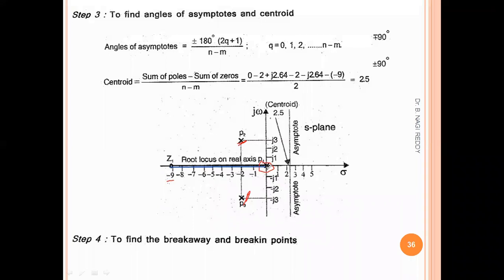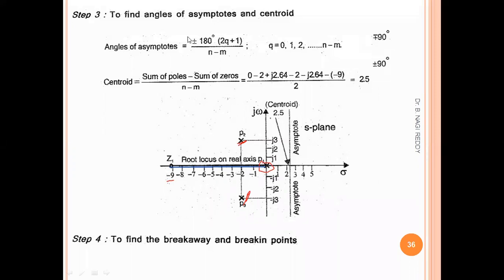So that is our step number 2, right? There are not many poles on the x-axis, only one pole is there, so that's why only one root locus curve has been drawn on the real axis, which starts at P1 and ends at Z1. So that is our step number 2.